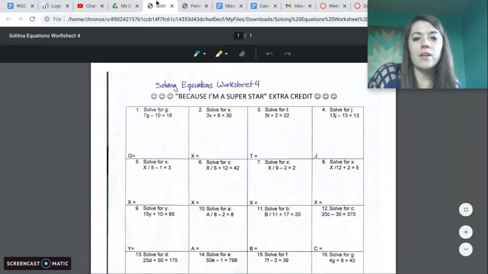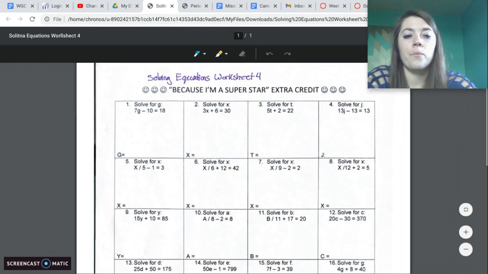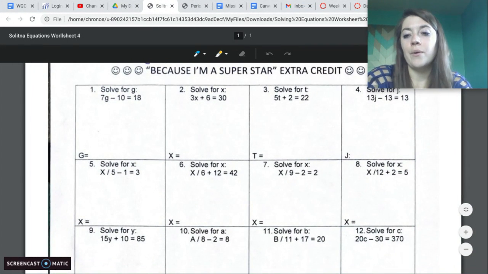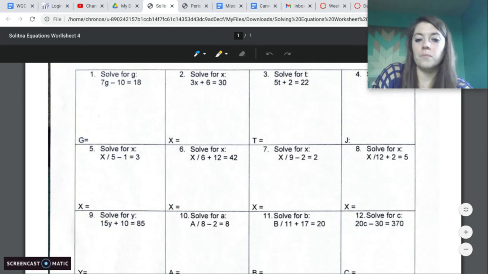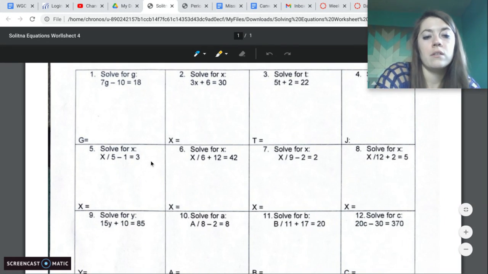All right, for the second worksheet, it looks very similar. No, it's not extra credit. It just says that at the top because I borrowed this. So for number 5, we have x divided by 5 minus 1 equals 3. So our first step is still to add 1. That cancels that out. So we have x over 5 equals 3 plus 1 is 4.